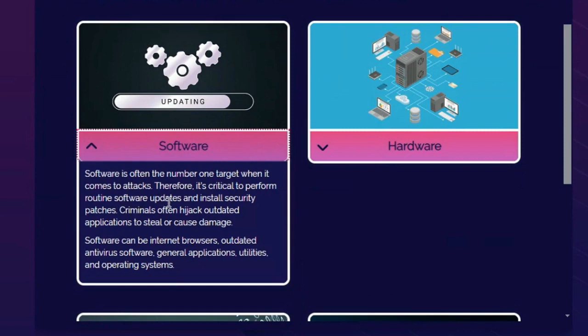It gets so annoying because it's like, I just updated it. Now it's wanting to do another update. Well, that's because they found another problem that hackers can take advantage of. You've got to install those security patches. Criminals often hijack outdated applications that have not been updated to steal or cause damage. Software could be your internet browser, outdated antivirus software, general applications, utilities, even your operating system.